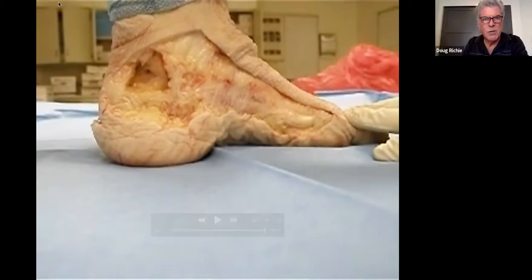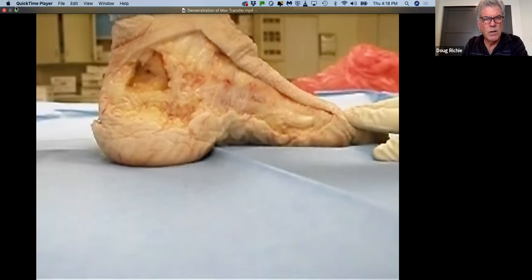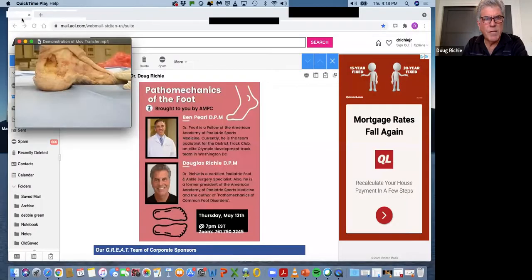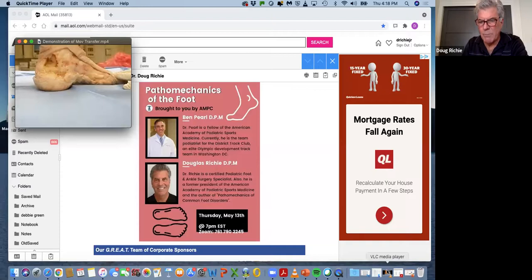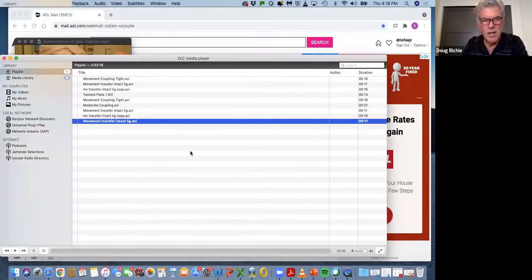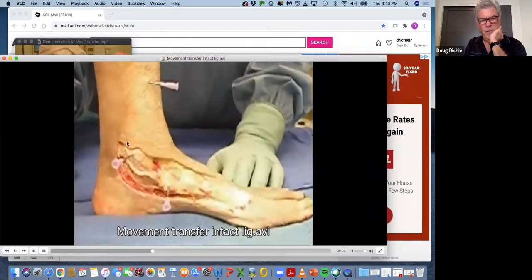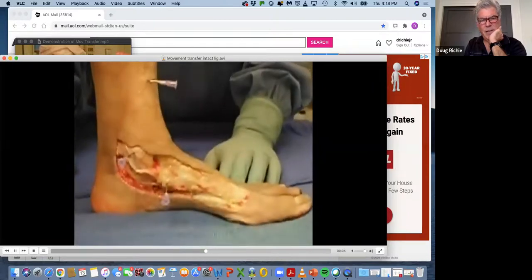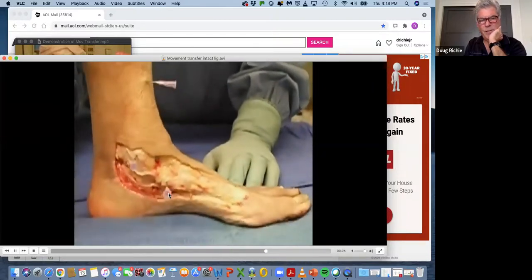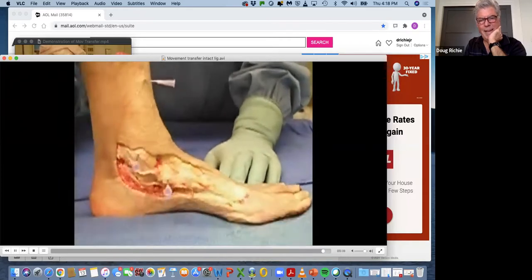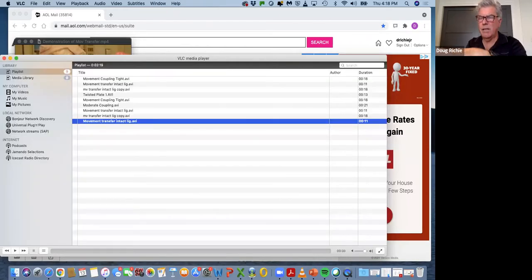Let's see, I'm going to show one more. Bear with me here. I got one more. I put some markers on this cadaver. And this is the medial malleolus. And as it is internally and externally rotating, this is the navicular. Okay, again, that's a twisted plate delivery of motion from the tibia into the foot itself, which is what happens with each step we take.